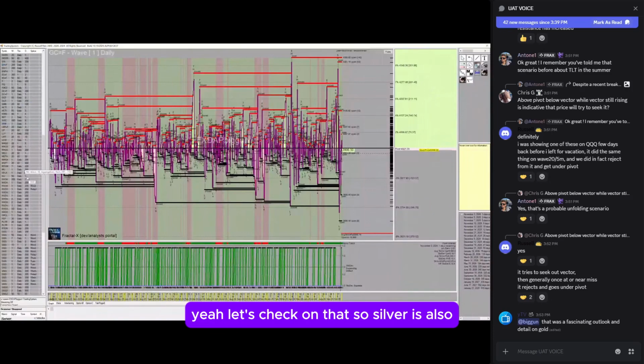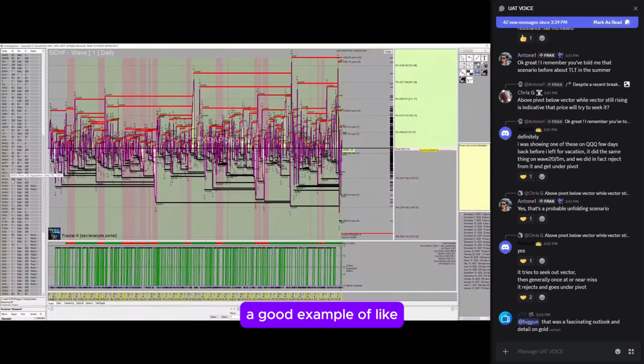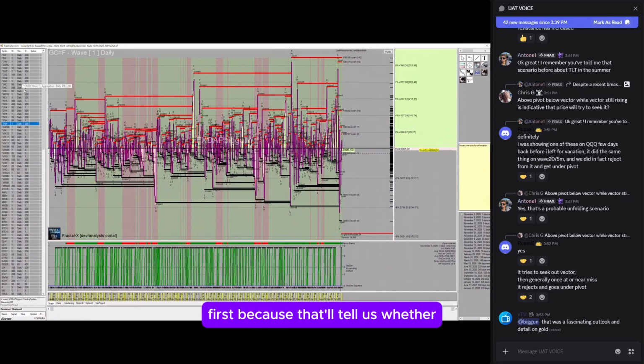So silver is also a good example. Let's check the silver volatility index first, because that'll tell us whether we're potentially moving to a squeeze.